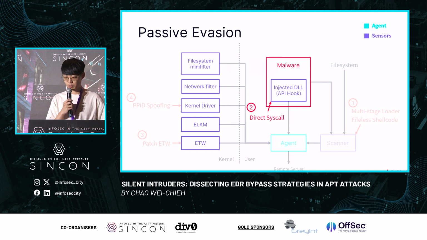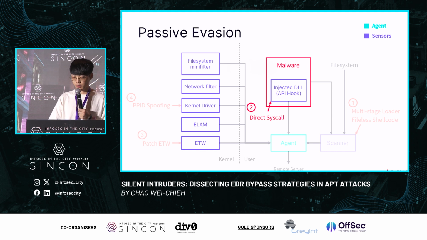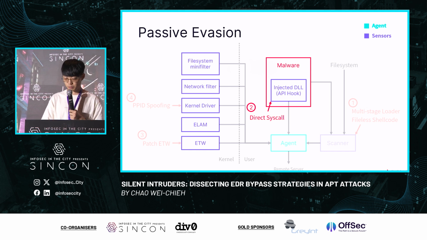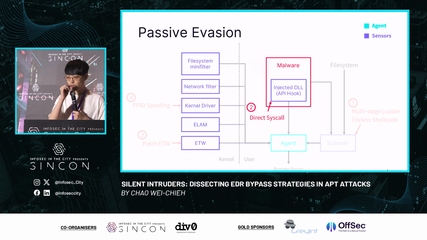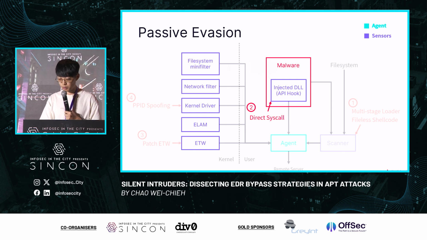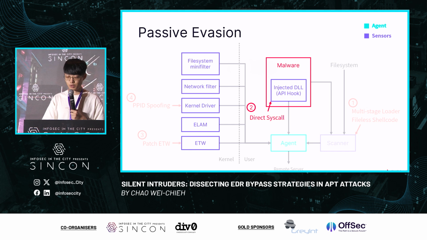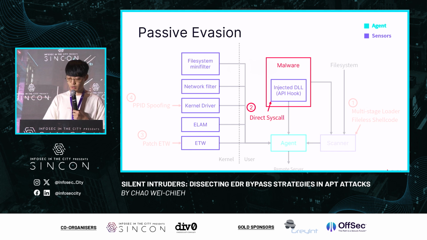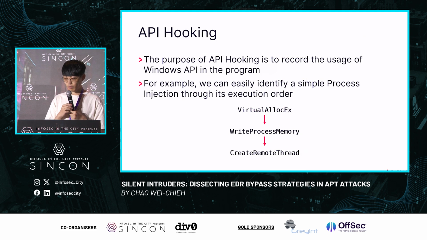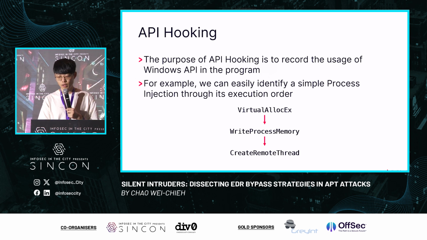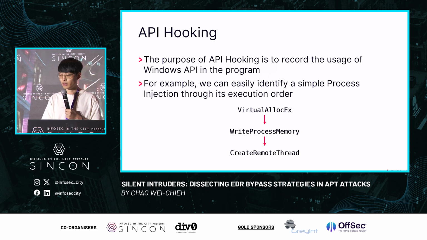Okay, so after the malware has successfully run, we found that it has also used multiple different evasion methods. And the first one is the direct syscall. And this technique is used to bypass the API hooking technique used by the EDR. And this API hooking is not like the API hooking we see in the first APT case.